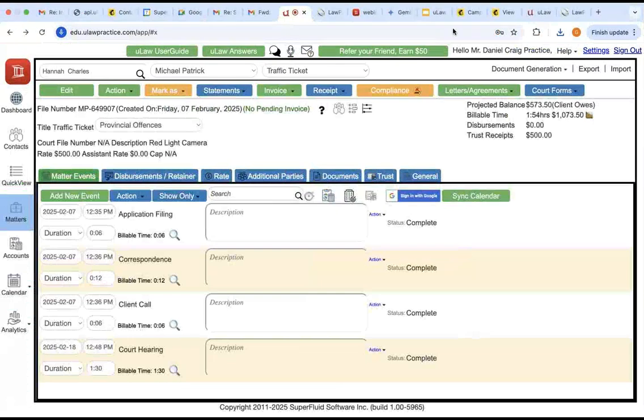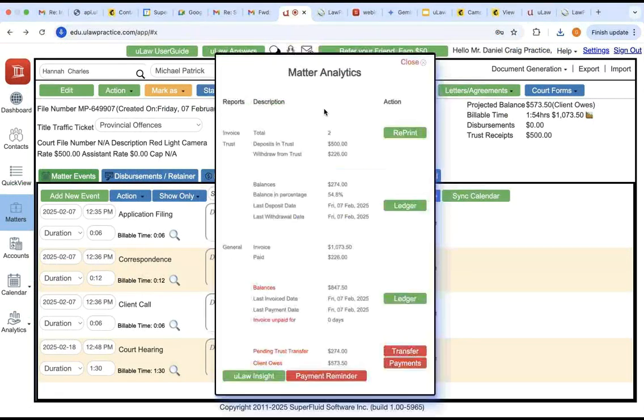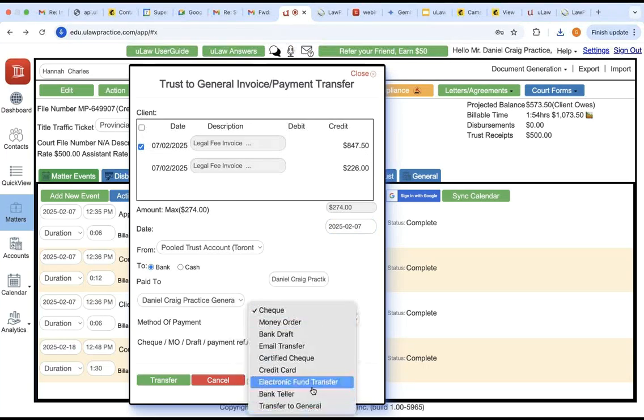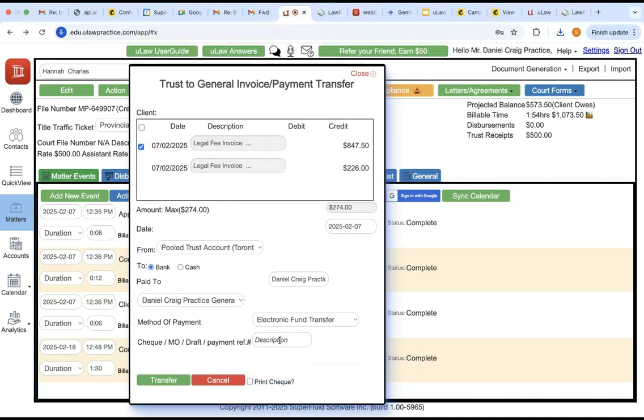So you can then go back into the program, click on question mark, and first transfer what is available in the trust account. That is what is available in the trust account. Once you transfer what is available in the trust account, the remaining amount will be provided to you by the client into the general account.